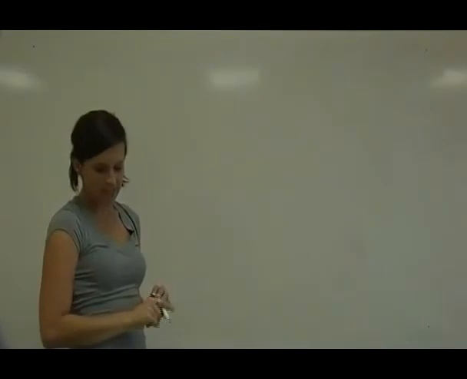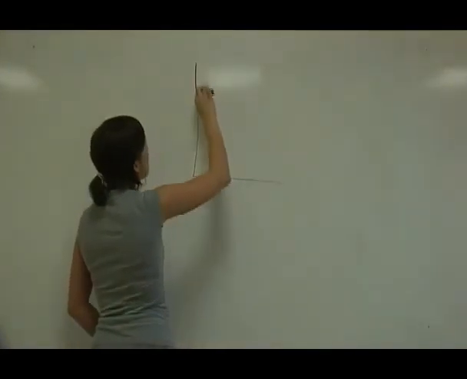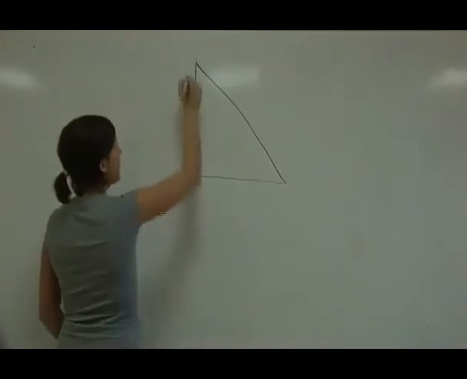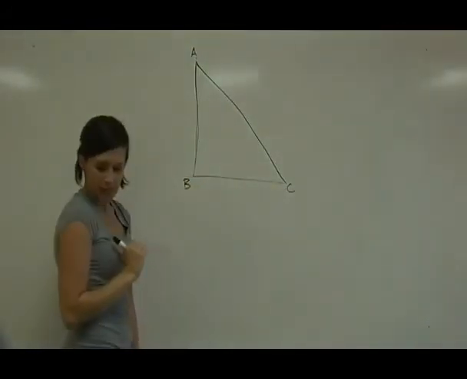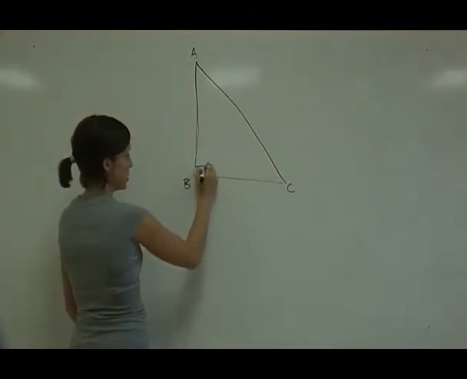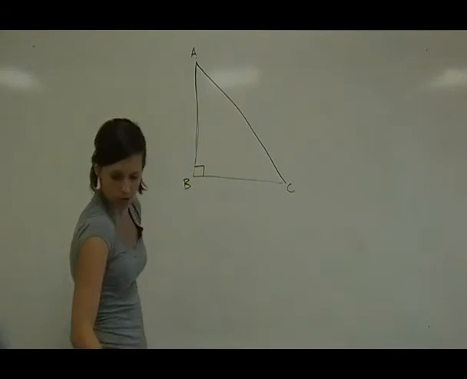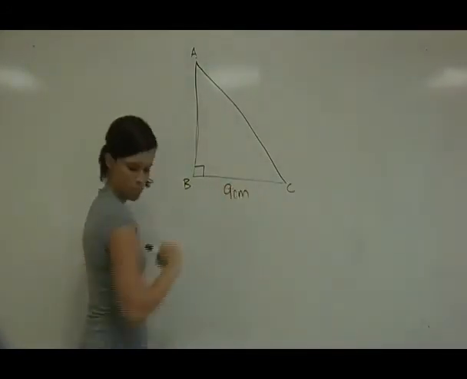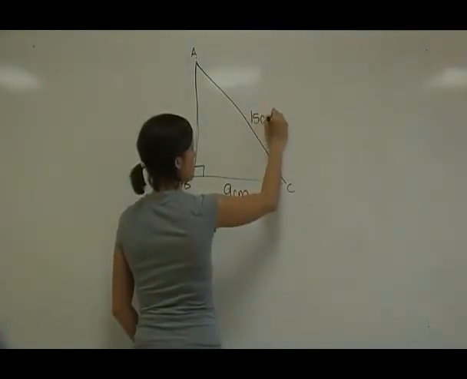Okay, so 14 states, find the area of triangle ABC. So let's draw a triangle. Okay. We have A, B, and C. It also shows that we have a right triangle. So let's look. We have 9 centimeters here. And they also give us this as 15 centimeters.